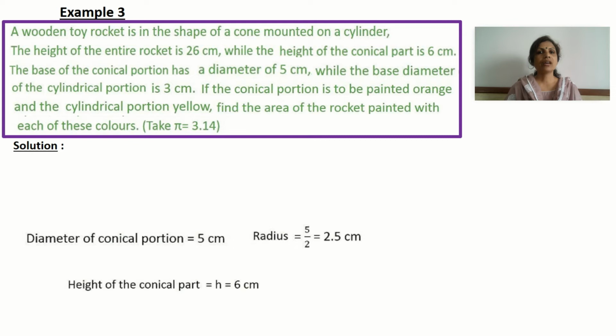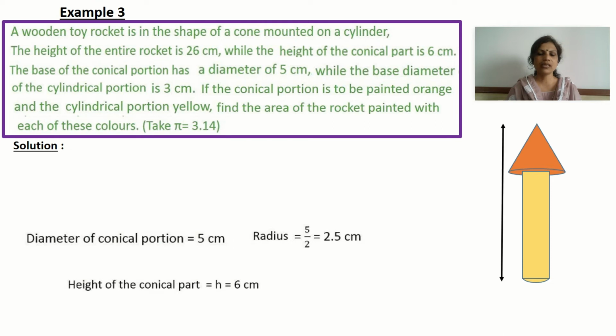Alright, let's try making the diagram first. So it's a wooden toy rocket which is in the shape of a cone. So we'll have to draw the cone first, and this cone is mounted on a cylinder like this. We are given that the total height of the toy is 26 centimeters. So let's mark it like this. Also we are given that the height of the conical part is 6 centimeter. So the wooden toy rocket is made.